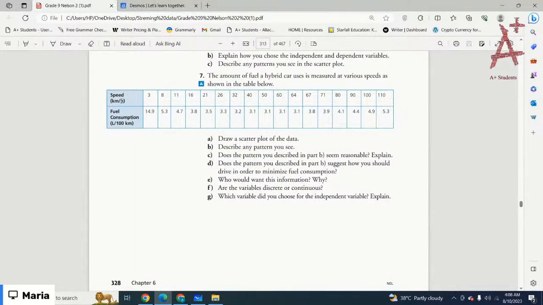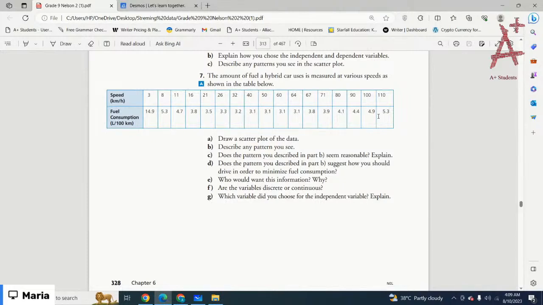Let's just see, speed is 3, fuel is 14.9, speed is increasing, right? And the fuel consumption is decreasing, isn't it? You can see the value is decreasing, then again it is increasing. So that means a pattern of a sharp decrease in the beginning and then it is increasing. The C part is, does the pattern you described in part B seem reasonable?